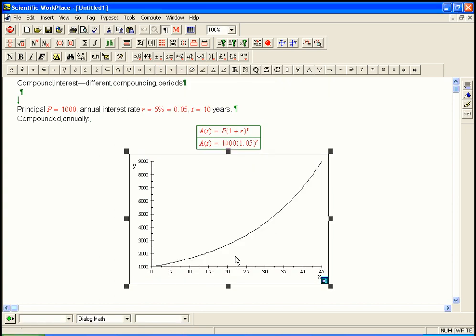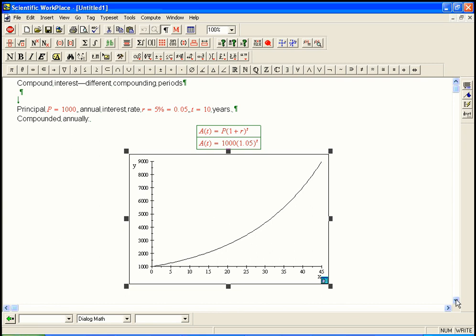Now we can see that it gets up to about 9,000, which makes sense with what we were doing in class. It starts out with 1,000 and starts out growing, and you can see the rate of growth gets steeper and steeper, and that's a big difference from if it just went out linearly, which would be like this, and gets up to about 3,000.